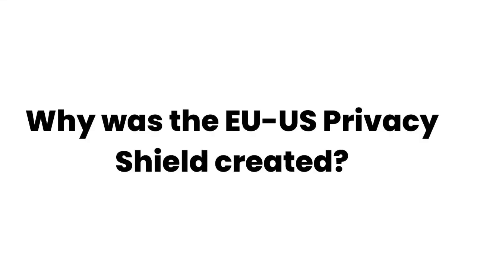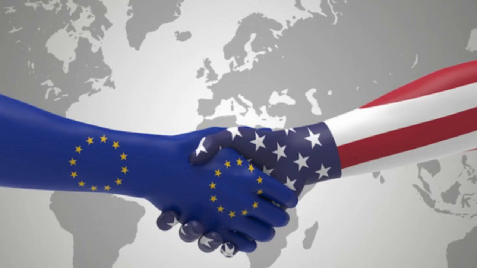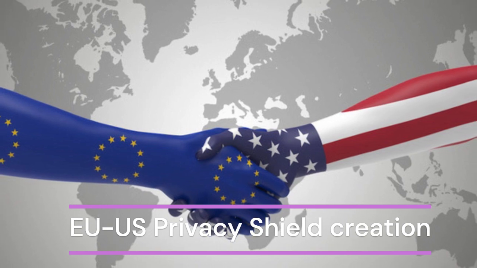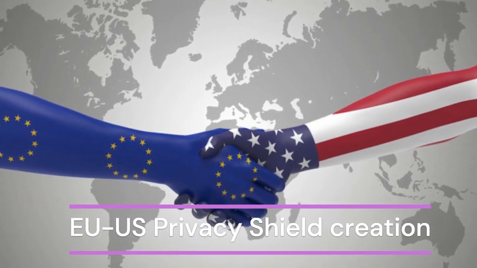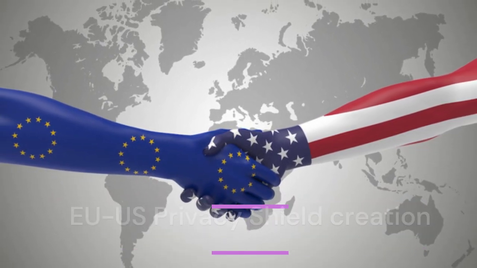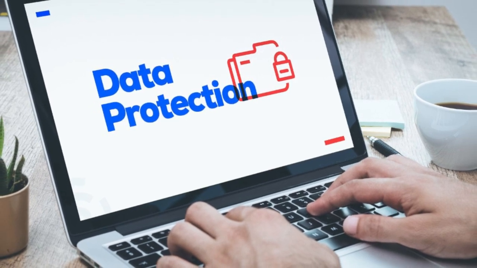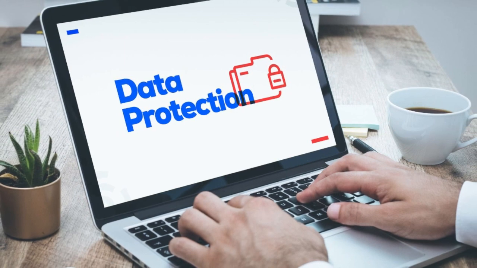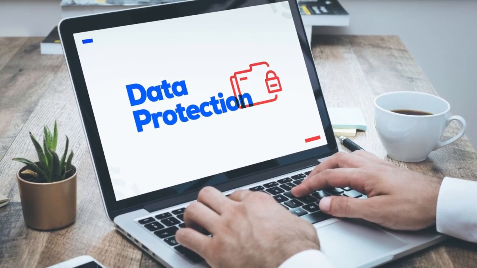Why was the EU's Privacy Shield created? The Privacy Shield was created in response to concerns raised by the European Court of Justice regarding the adequacy of data protection standards in the United States. It aimed to provide a mechanism for companies to transfer personal data from the EU to the US while ensuring compliance with EU data protection laws.